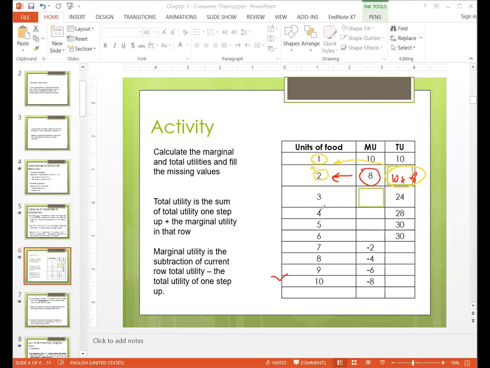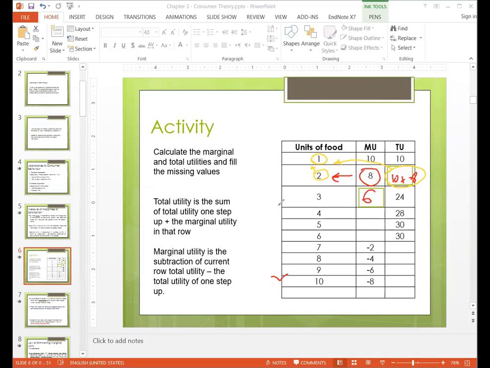So let's go. For the third, the total utility is 24, which means 24 is actually 10 plus 8 plus this number. If you don't have the value of total, how you can calculate it is to add all previous, 10 plus 8. If you don't have the marginal, how can you calculate it? 24 minus 18. That will be 6.